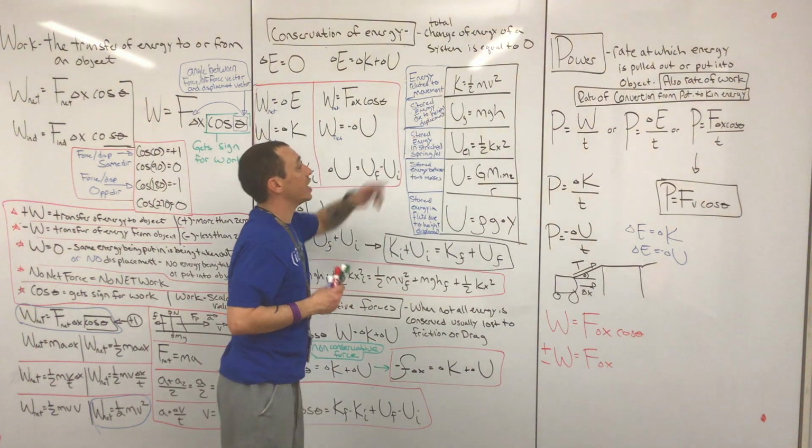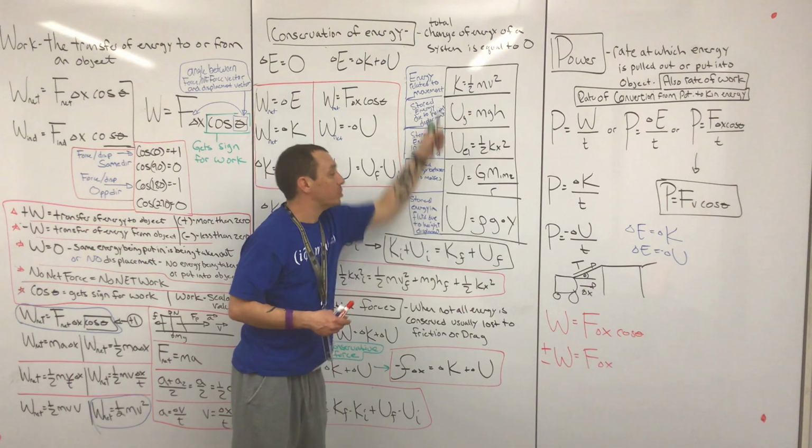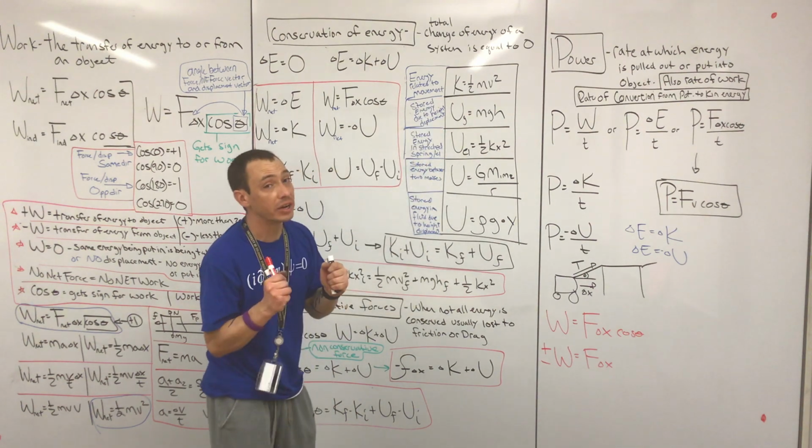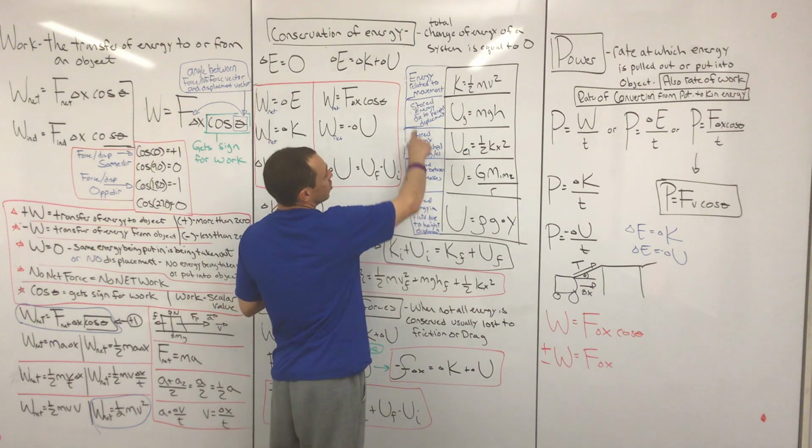Gravitational potential energy is the energy stored. Remember, potential energy, all these U's are stored energy, right? So all these are going to start with stored.